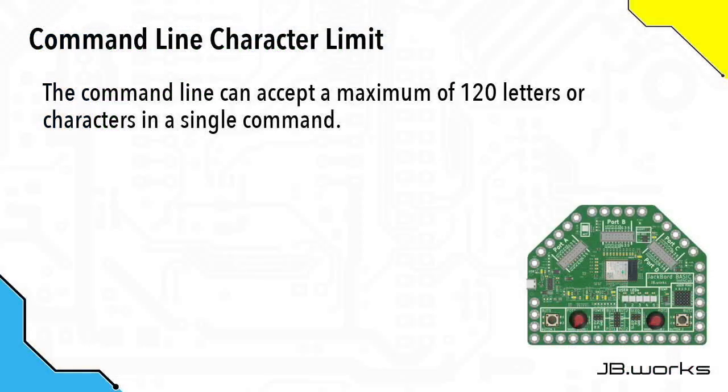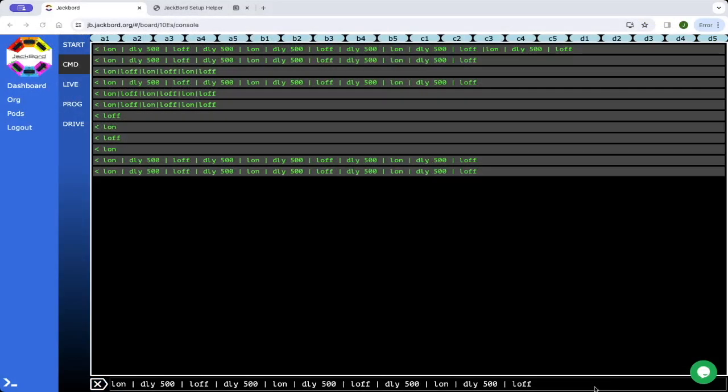The command line can accept a maximum of 120 letters or 120 characters, and letters and characters are the same thing, in a single command. So that means that you can't type any more than 120 letters or spaces in the command line at any one time. So the character limit on the command line is 120 characters. You can't have any more than that.